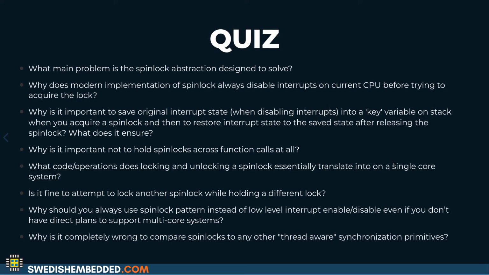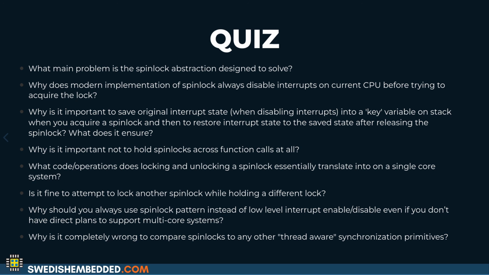To check your understanding of spin locks, let's go through all of these questions. What main problem is the spin lock abstraction designed to solve? Why does a modern implementation of spin lock always disable interrupts on the current CPU before trying to acquire the lock? What would happen if we didn't disable interrupts and we tried to acquire the lock? What problem would we run into? Why is it important to save the original interrupt state into this key variable on the stack when you acquire a spin lock, and then to restore the interrupt state when you release the spin lock?